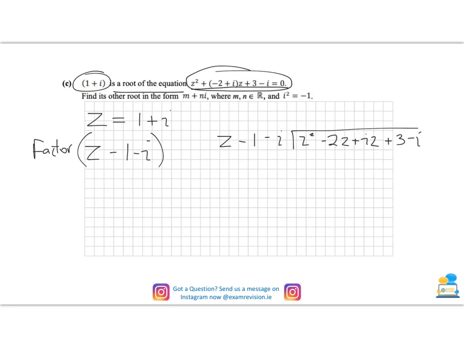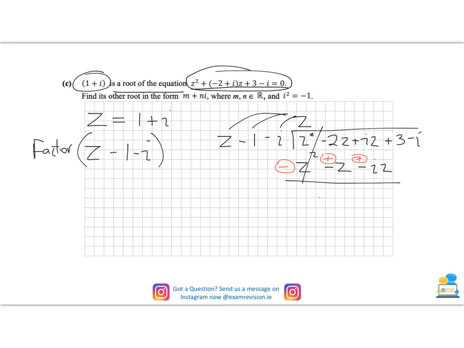What do you multiply z by to get z squared? It's going to be z. I'm going to pop that up here, and then multiply it by everything on the outside. That gives me z squared minus z minus iz. Now I'm going to change all the signs, so that becomes a minus, that becomes a plus, and that becomes a plus. And I'm going to do my column addition, so the first terms go to 0.